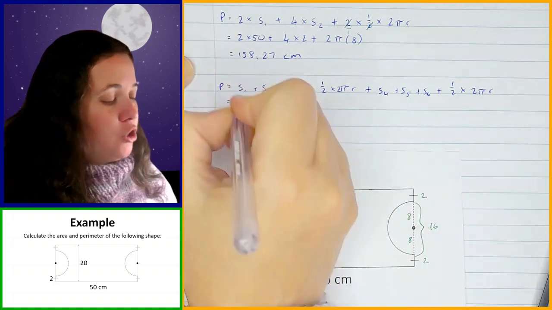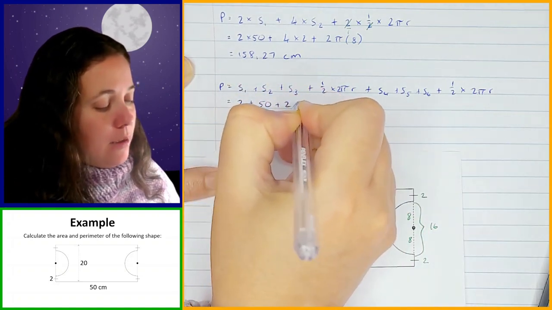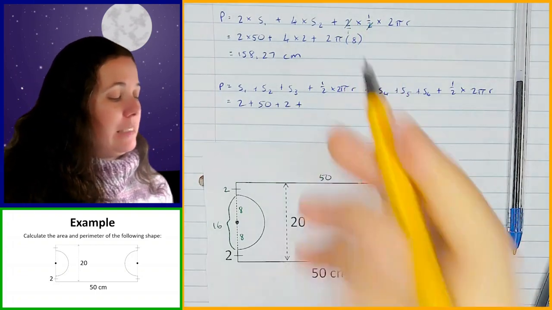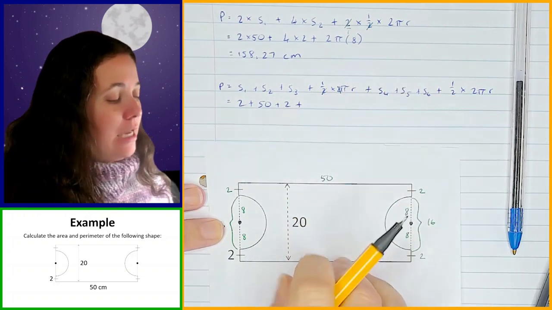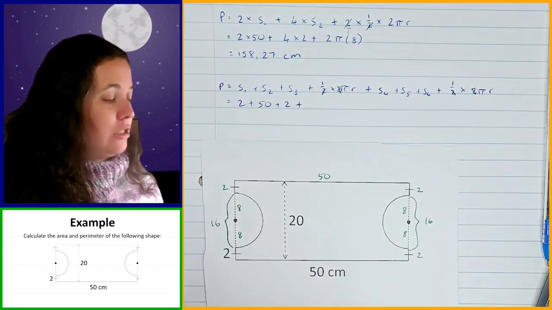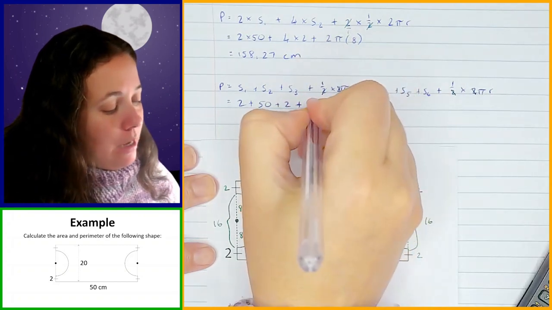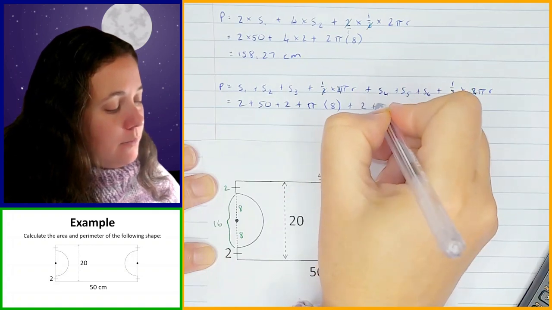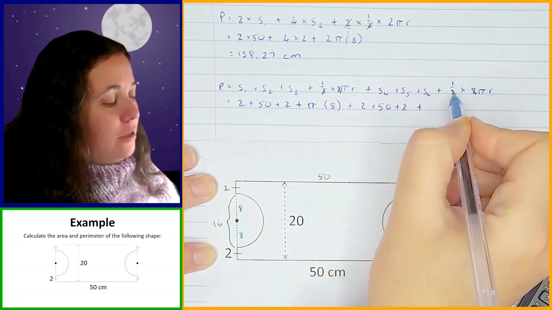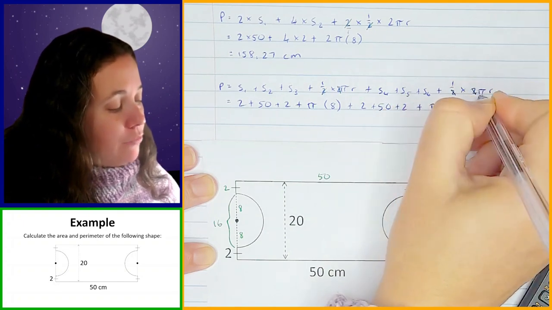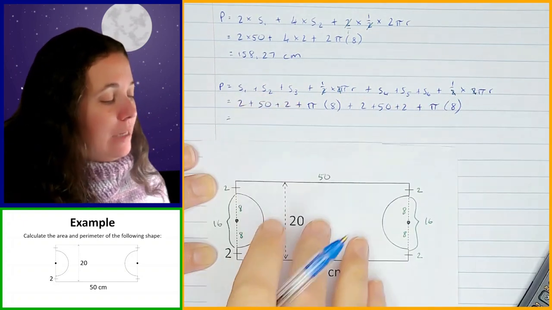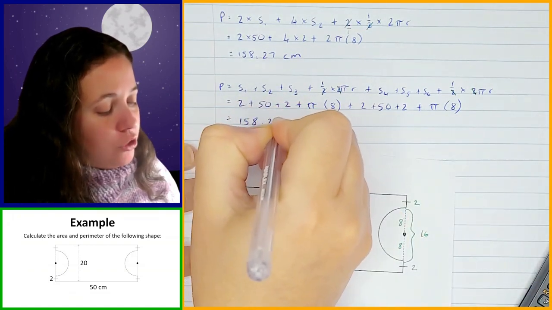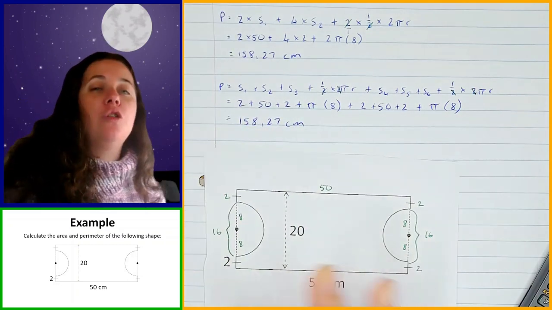So 2 plus 50 plus 2 plus this over here. Again, just like it did over there, the 2's I can cancel. I can say this 2 and that 2 cancel each other out. And the same thing over here, this 2 and that 2 cancel each other out. So I've just got pi times the radius. So pi times 8 plus 2 plus 50 plus 2. Plus, again, the 2's cancel, and I'm left with pi times the radius, which is also 8. Okay, and when I work that all out, I will get the exact same answer. So that's also going to be 158.27 centimeters.